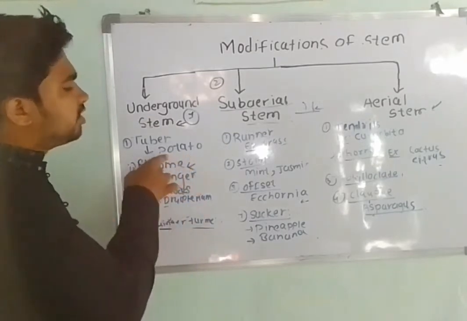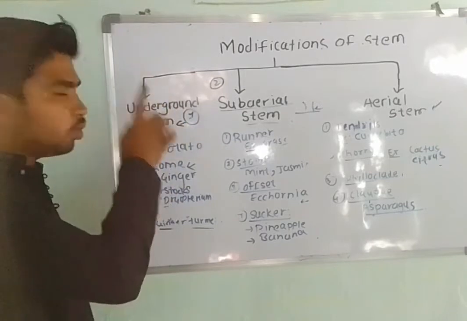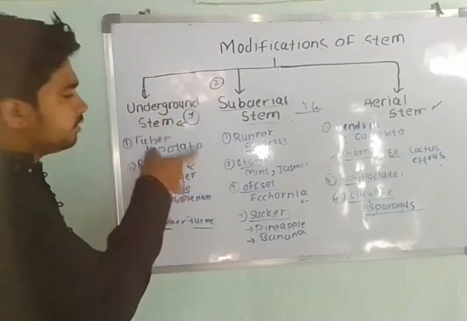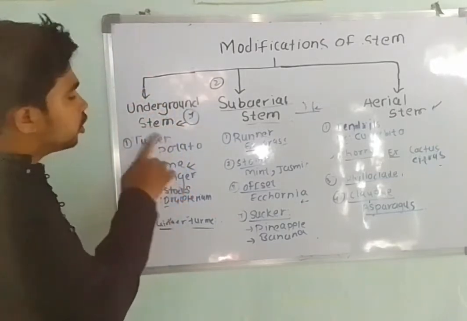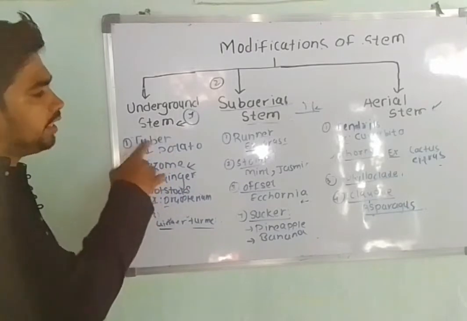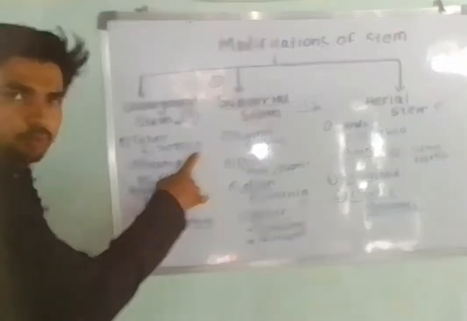Okay, so this is known as the potato. The potato originates from the stem. It is originated from the stem. So it is known as a type of underground stem, which is the potato.